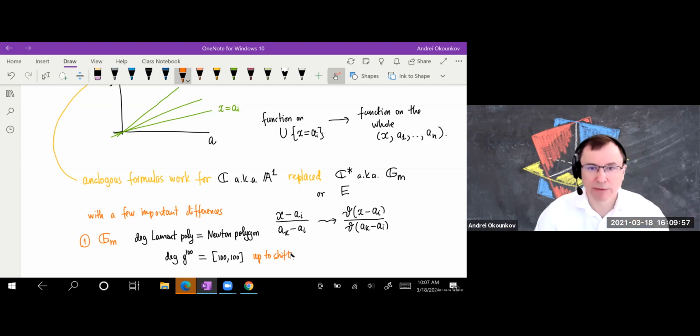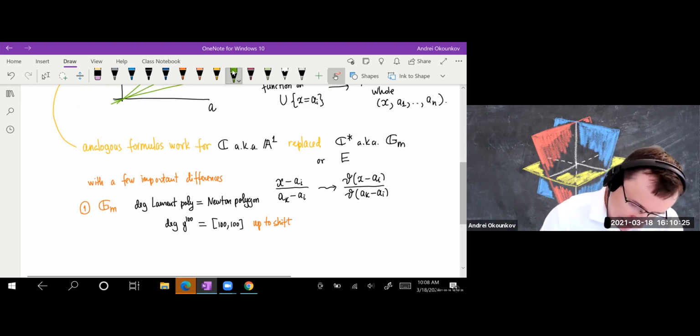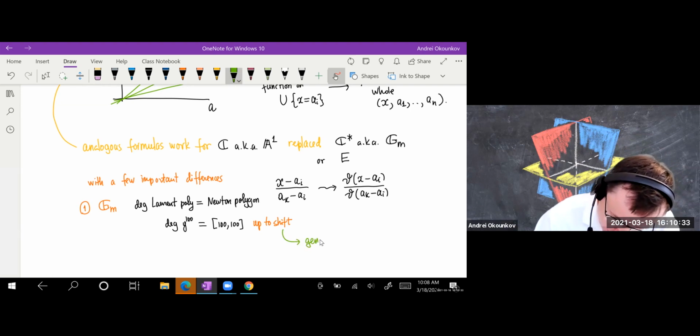So when we're looking for the minimal thing that interpolates given data, that could be done with a certain Newton polygon. But those Newton polygons we can shift arbitrarily left and right, or forward and backwards, and this in principle gives different solutions. So in the multivariate case, these will be genuinely different things.